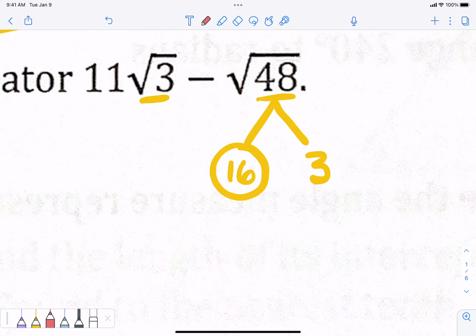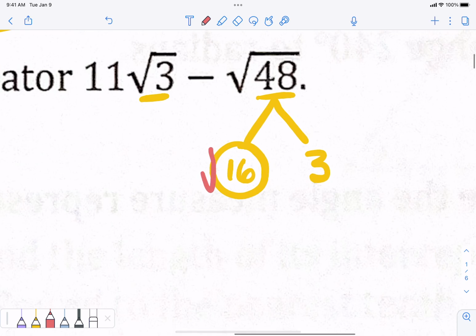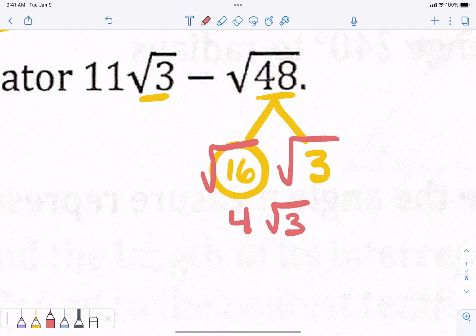16. So 48 is reduced to 4 square root of 3. The square root of 16 is 4, and the square root of 3 stays the square root of 3, right? So now instead of the square root of 48, we're doing 4 square roots of 3. Does that make sense? Yep.